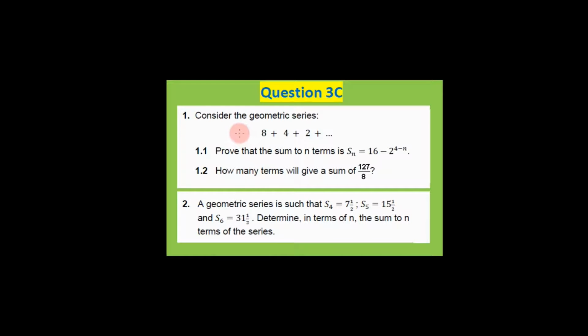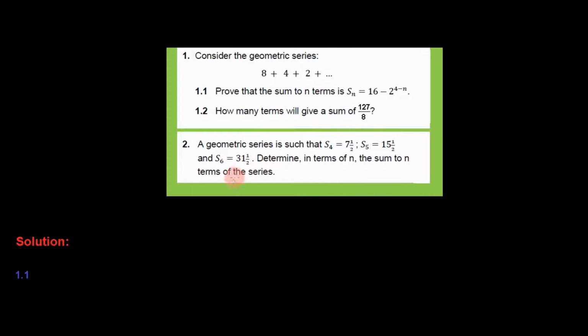Let's look at your answers to this question. In the first one, we are given this geometric series, and we have to prove that the sum to n terms is given by this equation. So let's start by writing down what we have. We have the first term a, it's 8. We have the common ratio r, it's 4 over 8, which is a half. And now we need to prove this formula.